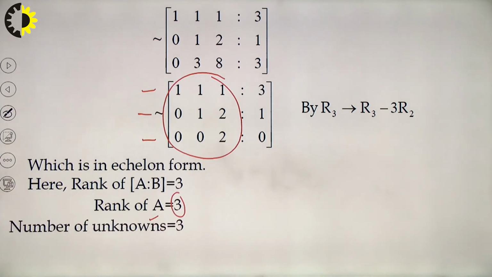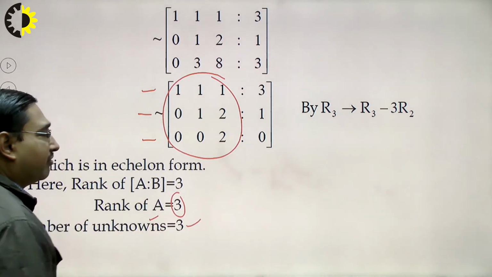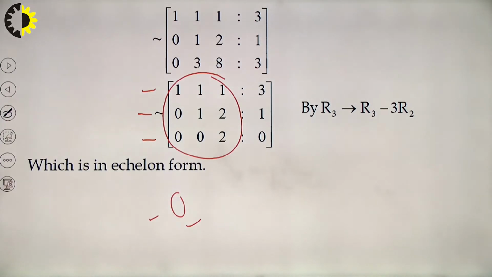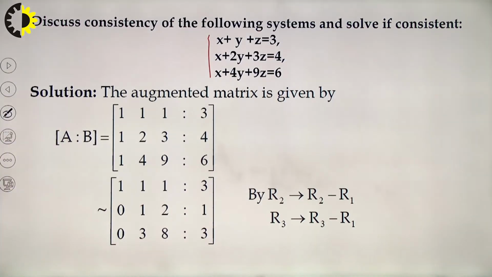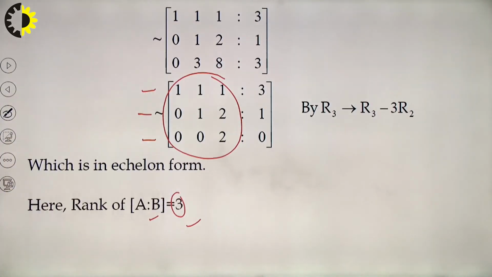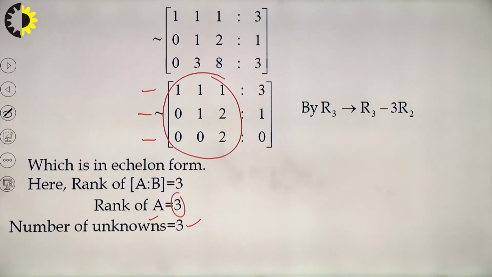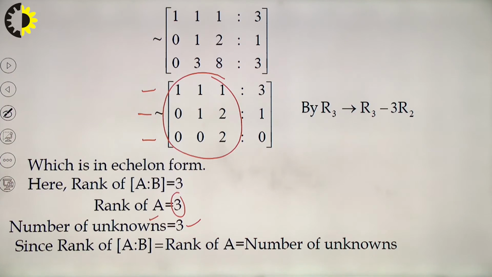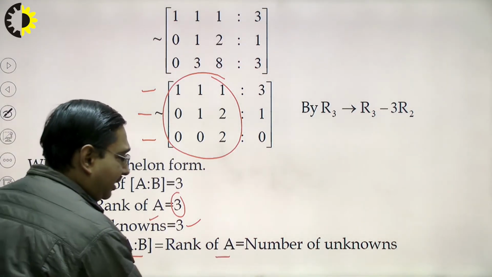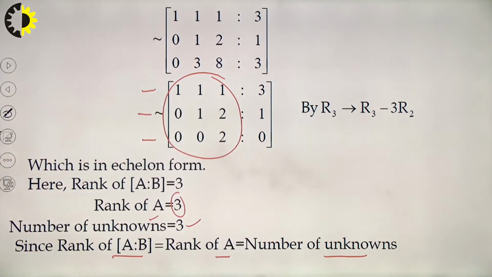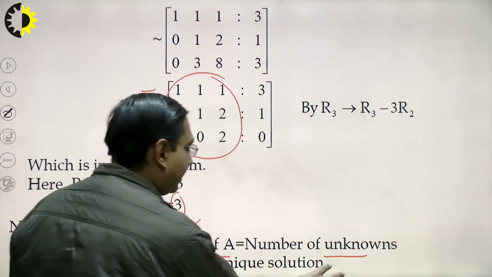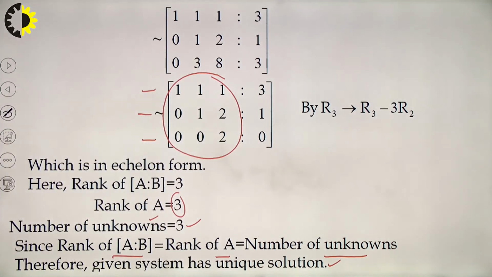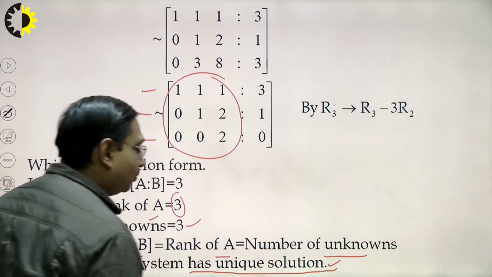The third term which I require is number of unknowns, because the equation system was in terms of x, y and z. Therefore, there are 3 unknowns x, y and z. So, number of unknowns is again 3. Thus, we see that rank of AB, rank of A and number of unknowns all are equal, and in this case system is consistent and has unique solution, and therefore, given system has unique solution.